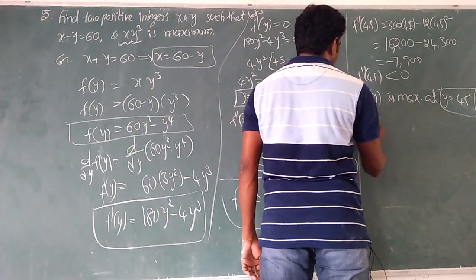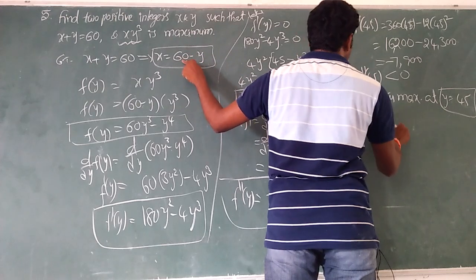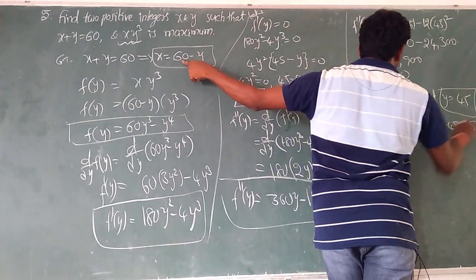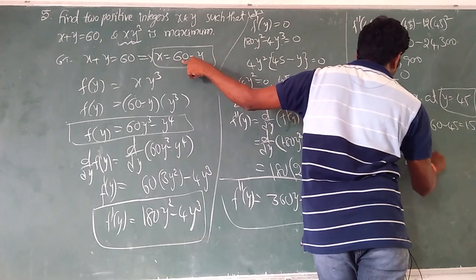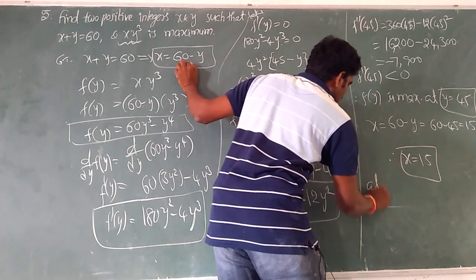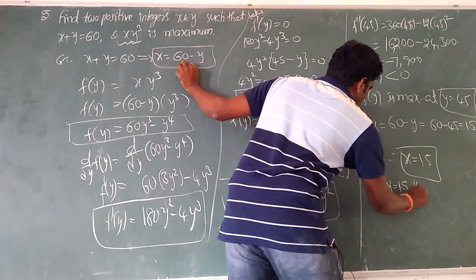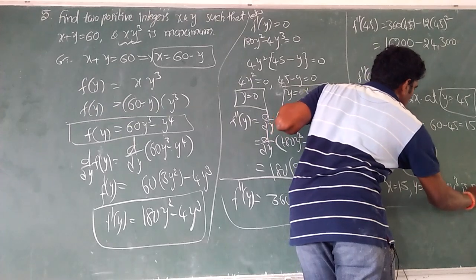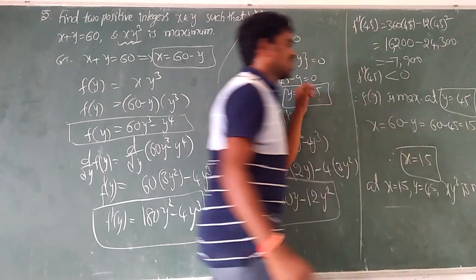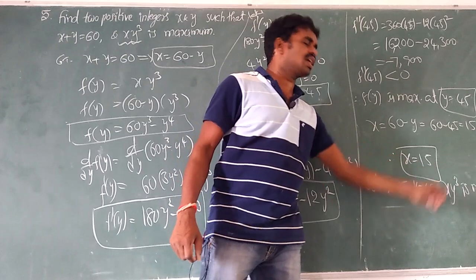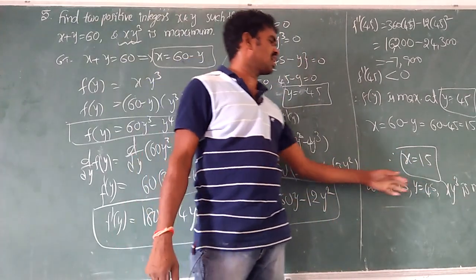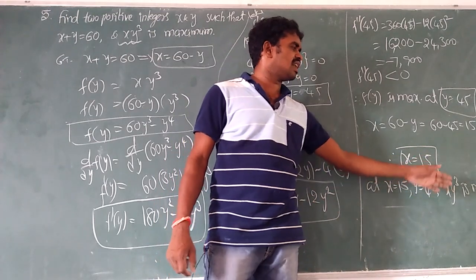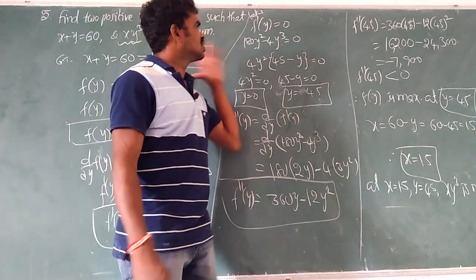So at y value 45, then x is equal to what? It's nothing but 60 minus y. So 60 minus 45 is equal to 15. So therefore x is equal to 15. So at x equal to 15, y equal to 45, xy cube is maximum. You can check. Now by substituting in that we can get the maximum value. If you take any values other than these two, you will get less than that function value. Okay, so this is the solution.